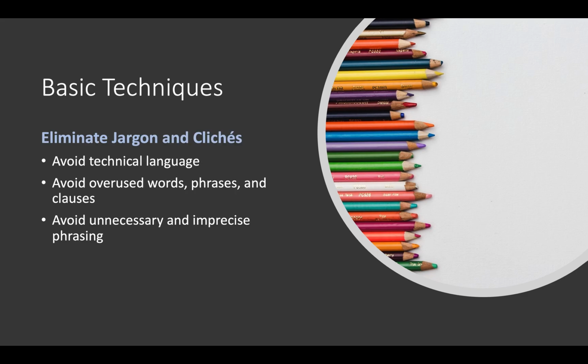Eliminate jargon and cliches. So, have maximum impact, but make sure that you don't overuse things. And, as I mentioned in our class, avoid technical language unless you're writing for a trade publication. If there are overused words and phrases, don't use them. Don't use made-up gobbledygook words that don't actually exist. I'm sure we can all think of a word that doesn't mean anything that gets used a lot.